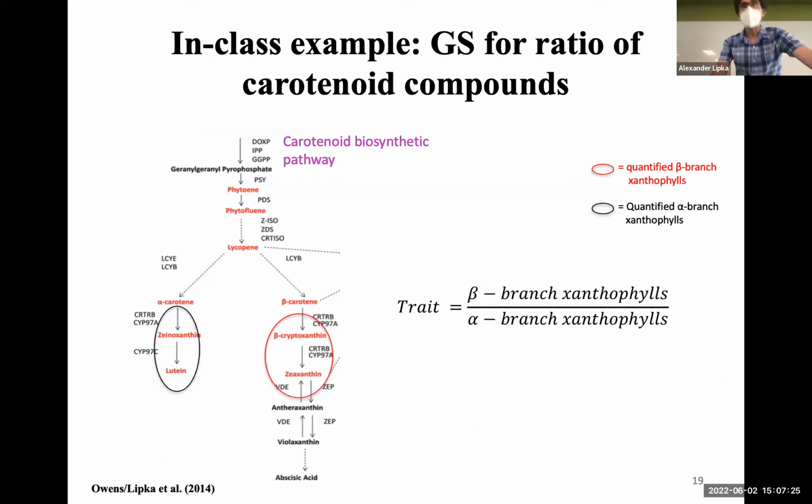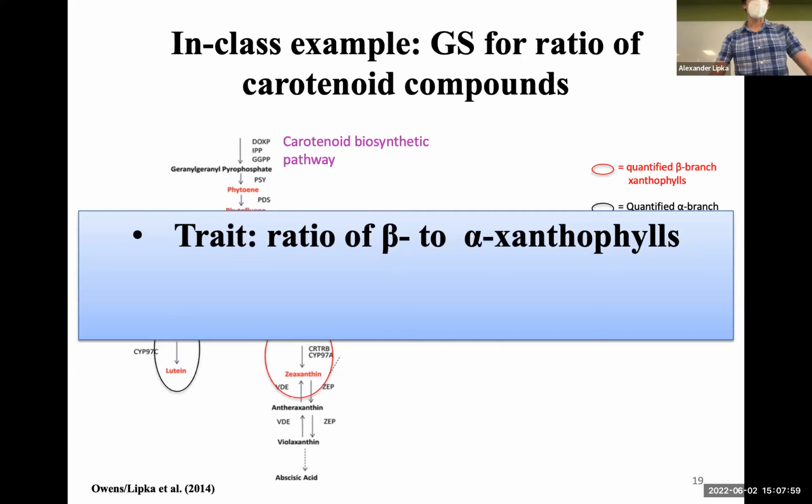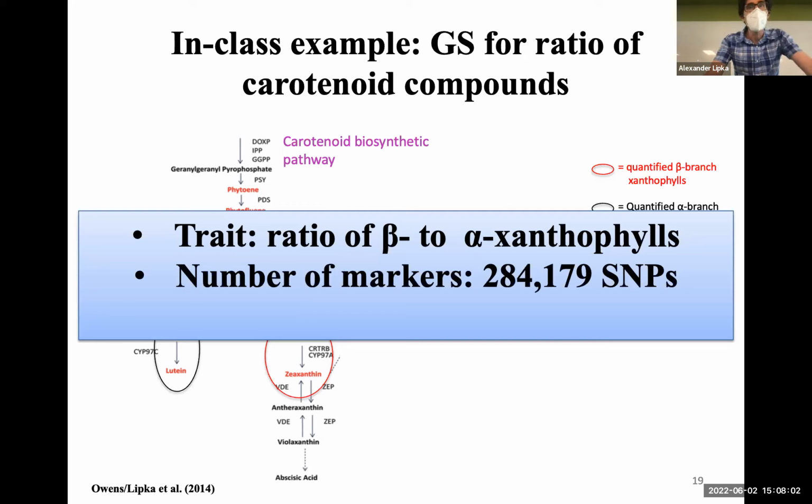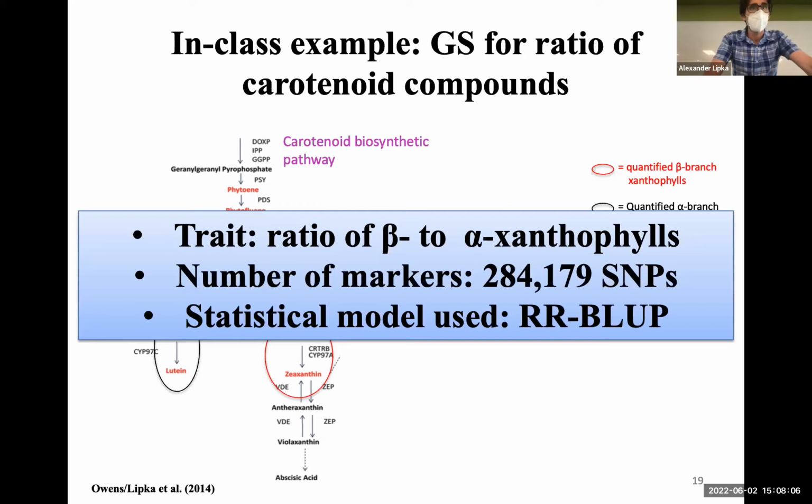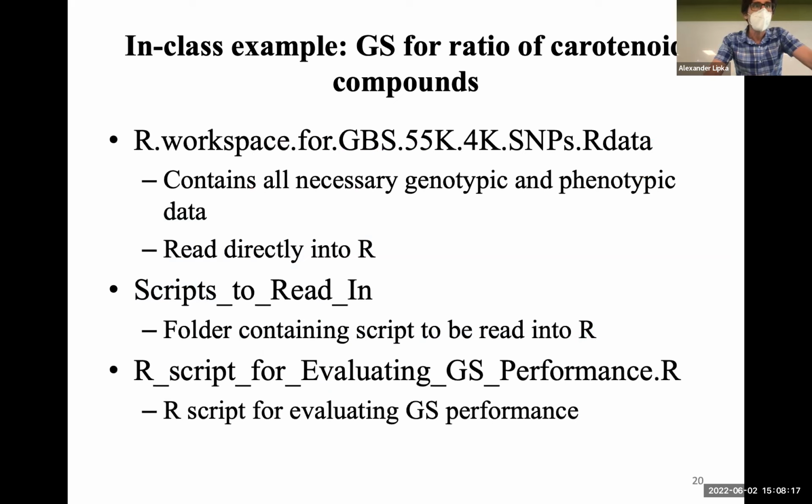And so therefore we only analyze a subset of 201 lines that range from light yellow to dark orange kernel color. For the in-class example, we look at a ratio of compounds: these two compounds in the numerator, and then this compound plus this compound in the denominator. Quick tangent: we would expect to see this gene Y1 on chromosome 8, but that's irrelevant here because this is genomic selection. We had 284,000 markers, a slightly smaller number because we filtered on minor allele frequency of 0.05 for the smaller sample size. And our statistical model is the RR-BLUP model.